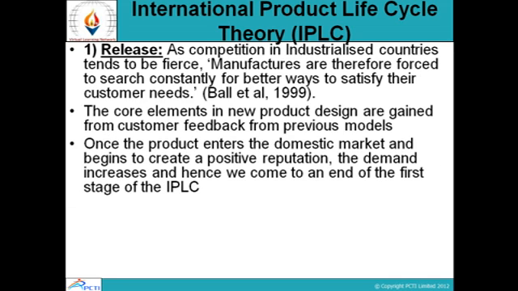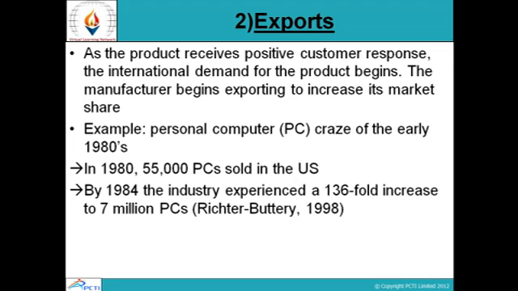As competition in industrialized countries tends to be fierce, manufacturers are forced to search constantly for better ways to satisfy their customer needs. The core elements in new product design are gained from customer feedback from previous models. Once a product enters the domestic market and begins to create a positive reputation, the demand increases, and hence we come to an end of this first stage of IPLC.